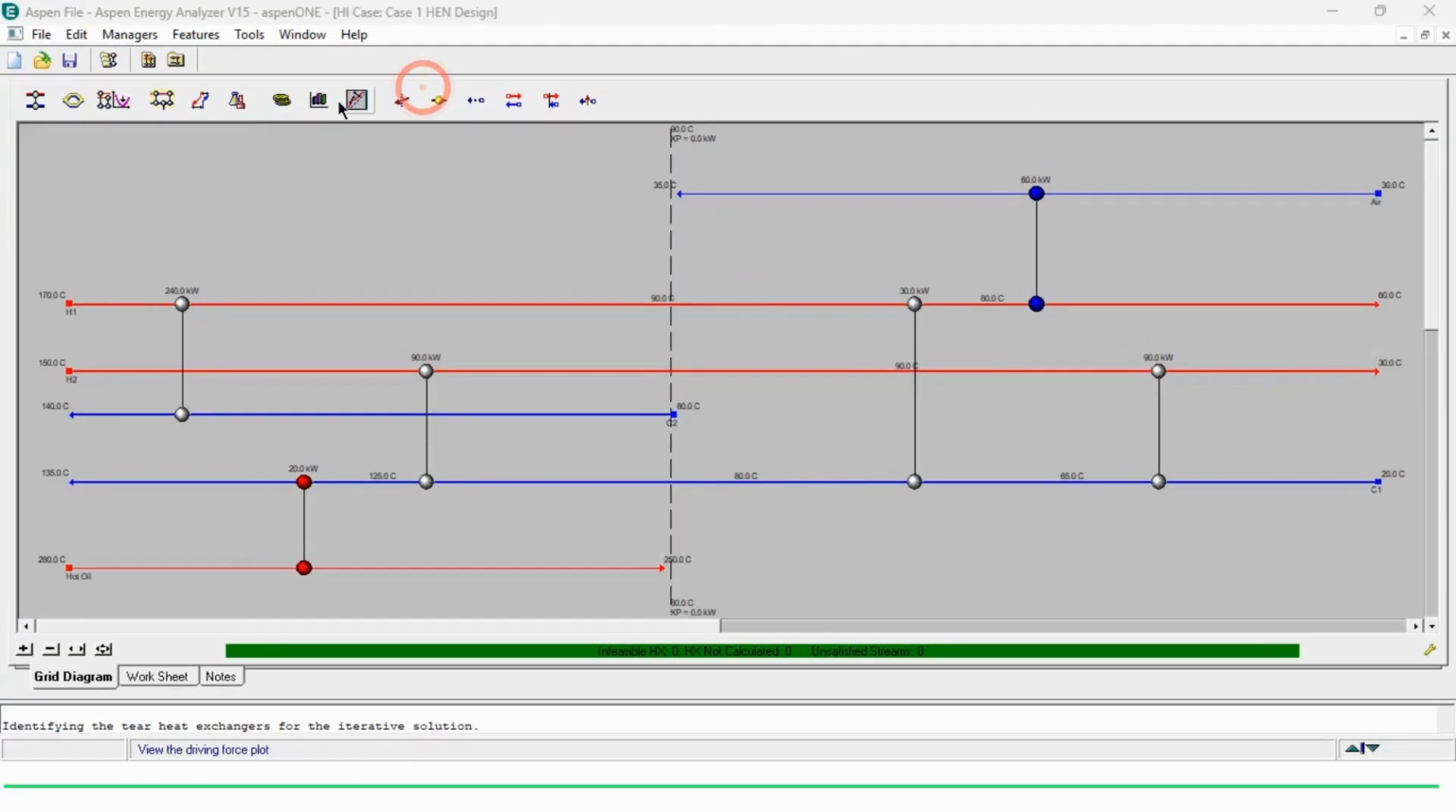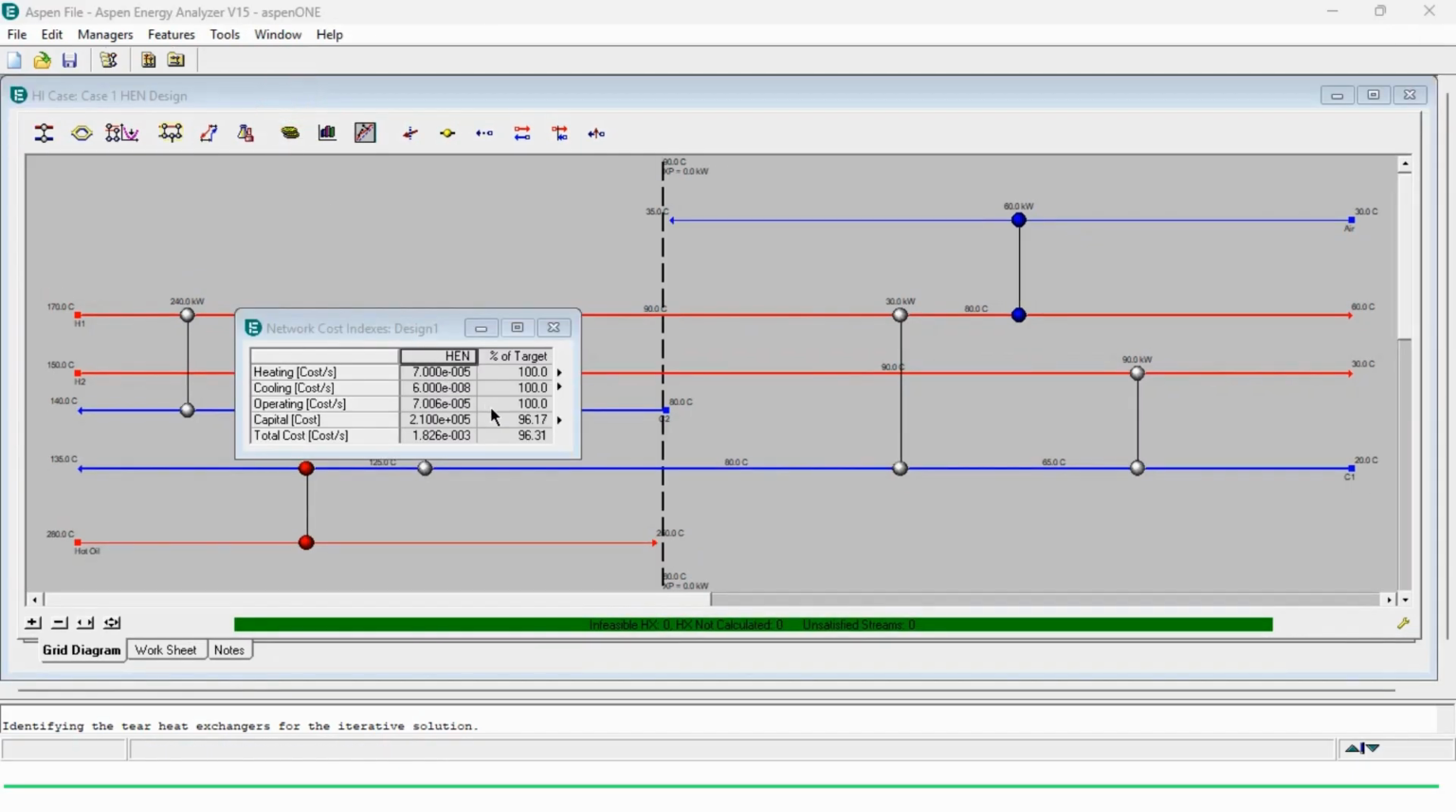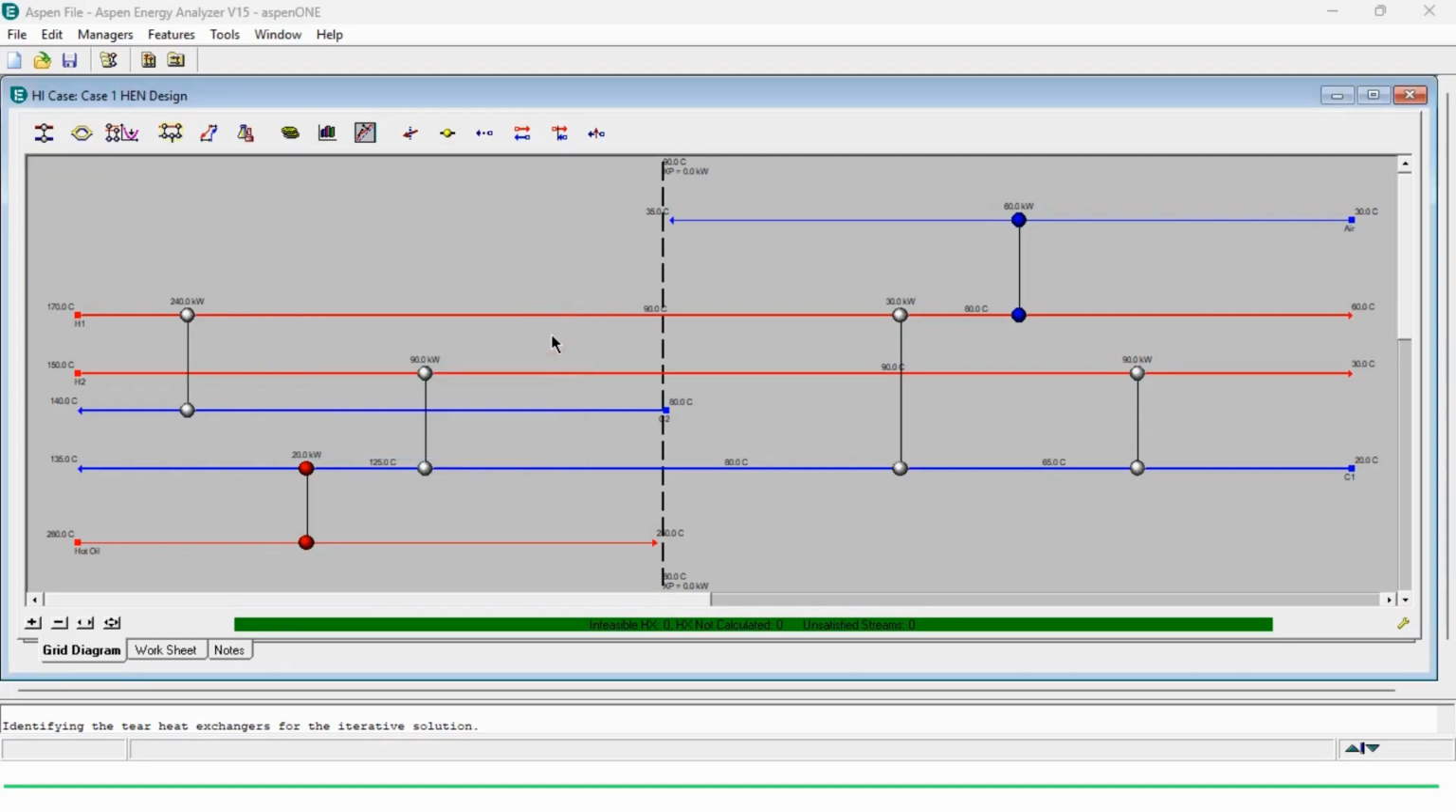Going to case number 3, changing it to hot oil. Again, going back to the network design and clicking the view, you can now see that the capital cost and total cost are significantly reduced, even compared with case number 1, where cooling water and HP steam were used. This is 96.17%, and this is 96.31%. So this is our case 3, which at the moment looks like the best case.